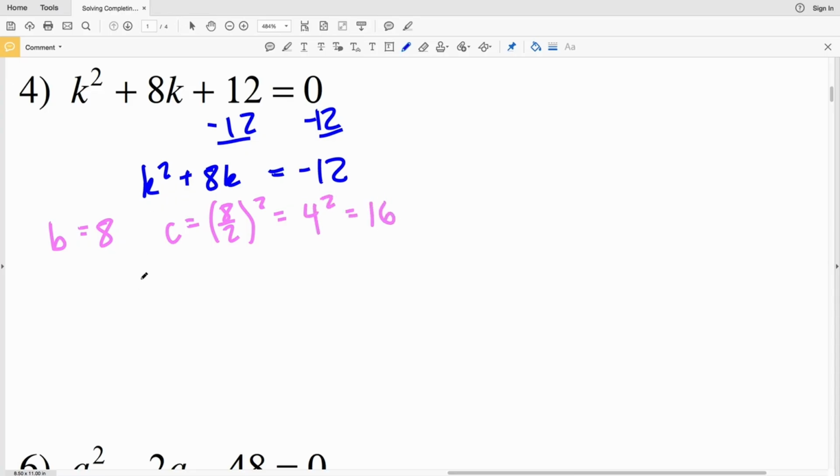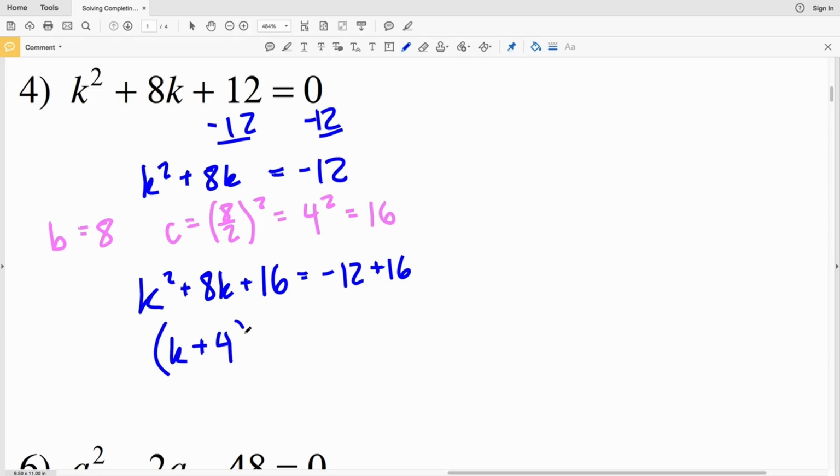So now my equation will be k squared plus 8k plus 16 equals negative 12 plus 16, since we're adding 16 to both sides so that we do not change the value. Now, k squared plus 8k plus 16 is in the form of a squared plus 2ab plus b squared, where my a value is k and my b value is a positive 4.